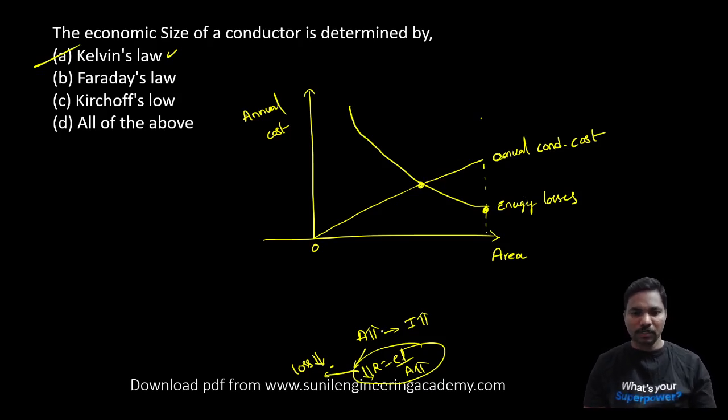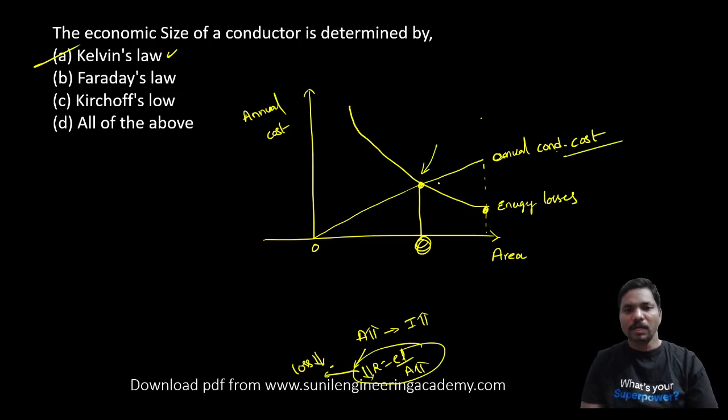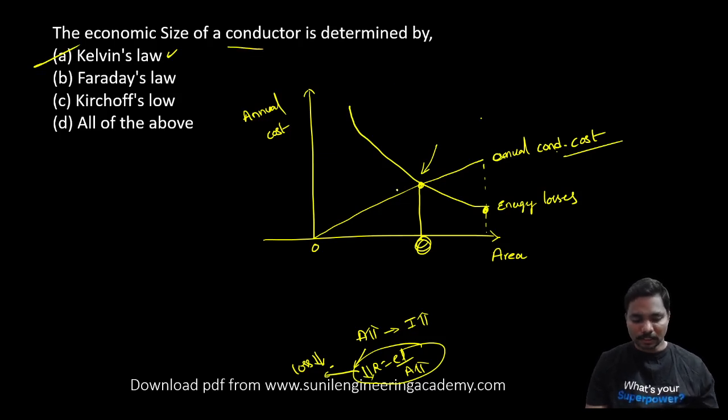If you go with this one, at this point we may get a medium cost of conductor, and the energy losses are also minimum. So that's why we are going to take this much area and spend this much amount. Then we may get that economy. So the economic size of the conductor is determined by this law, that is nothing but Kelvin's law. Coming to the next question.